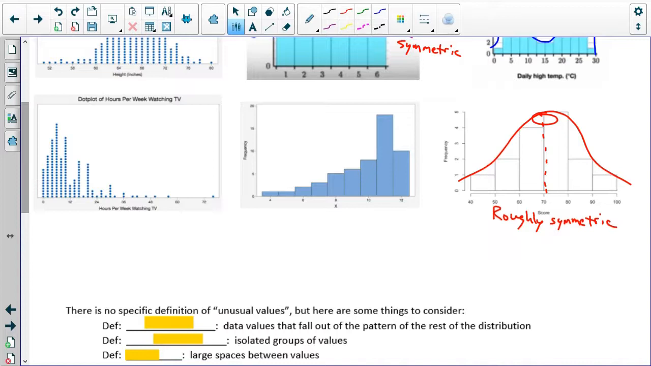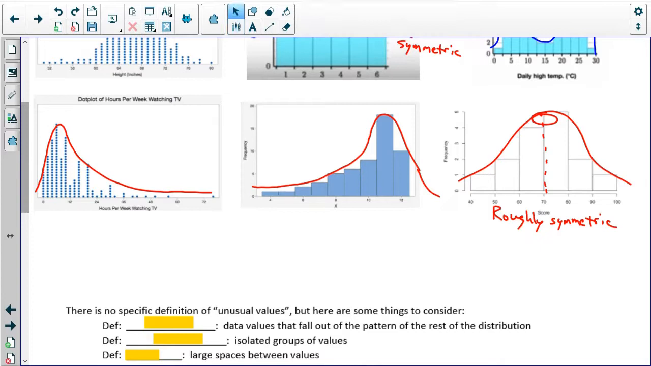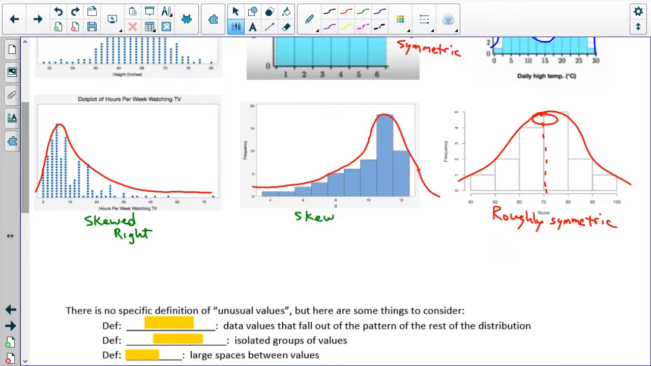So that leaves us with these 2 on the bottom left. If we drew a curve, this one has a peak that's definitely far to the left, and then the one in the middle here has a peak that's definitely far to the right. And so if we're looking at these distributions, we call these skewed distributions. So the one that's on the left over here, we call this skewed right. And then the one in the middle we call skewed left.